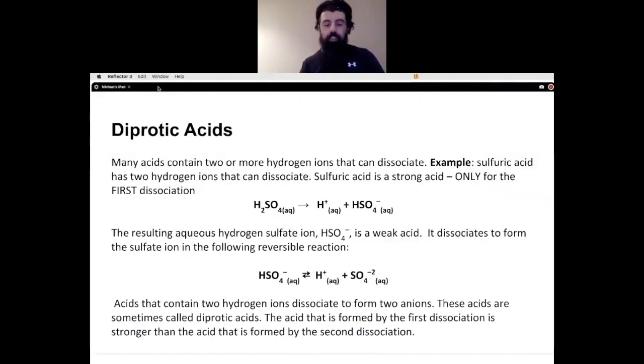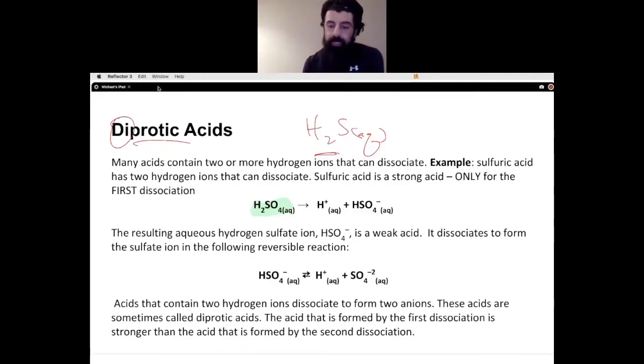So diprotic acid, you can almost assume that di means two protons. Any acid that contains two H's in its formula, here's an example. Sulfuric acid is a diprotic acid because there are two H's. Another one is hydrosulfuric acid. There's two H's that I can dissociate.